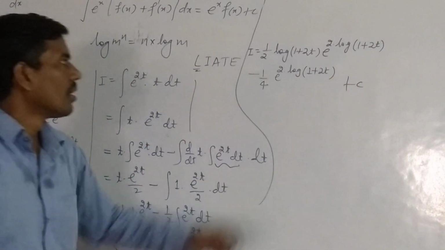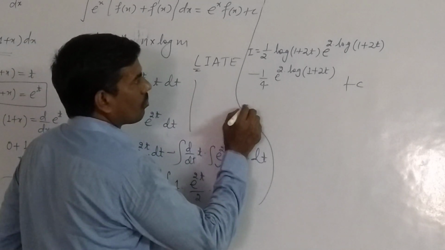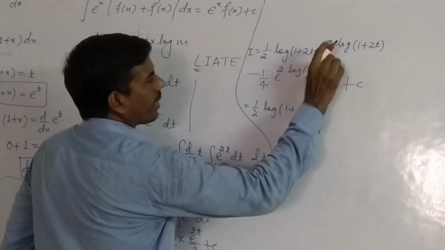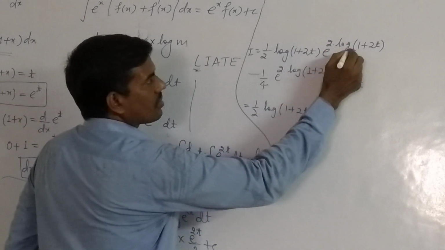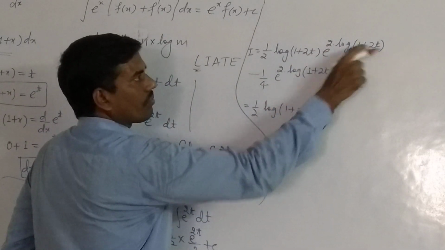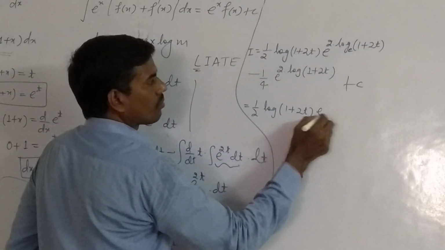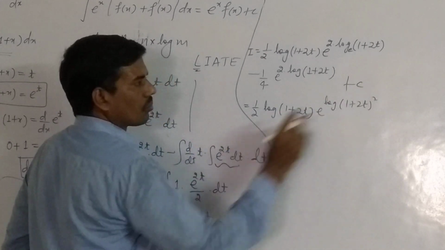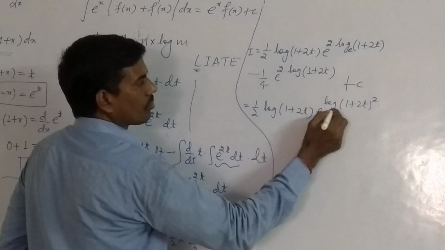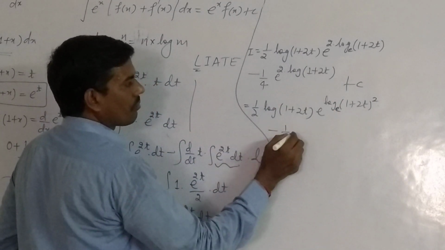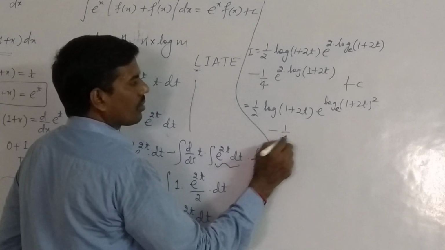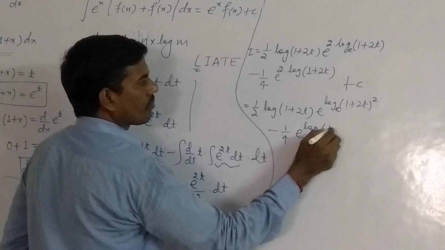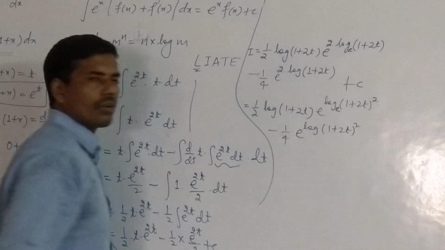Okay, that is equal to 1 by 2 into log of 1 plus 2t, and since n into log of m, that is log of e to the power log of 1 plus 2t to the power 2 to the base e, minus 1 by 4 into e to the power log of 1 plus 2t to the power 2.